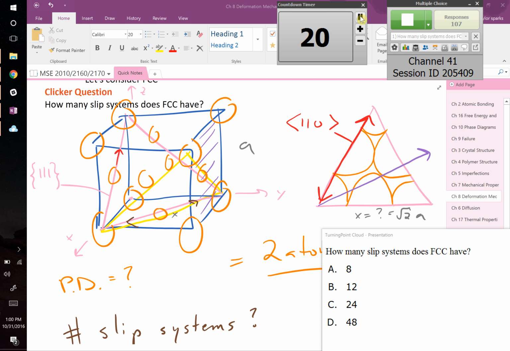If you're still struggling, I think one way to think of this is to picture where these three sides of the triangle are. We know those are slip systems. Where would those be at on the cube? And then add them up.